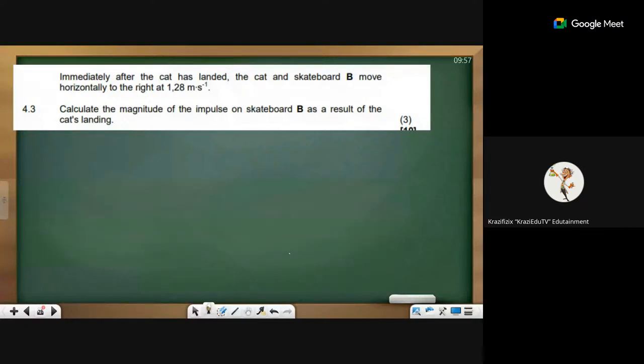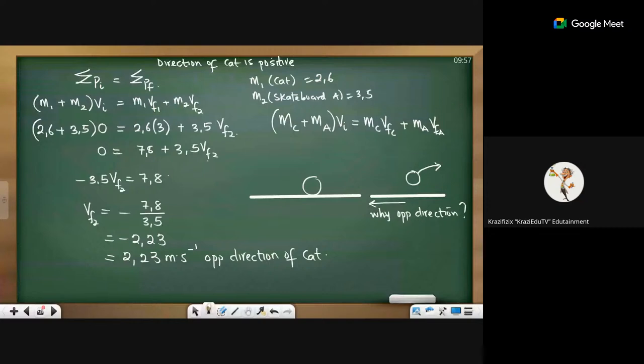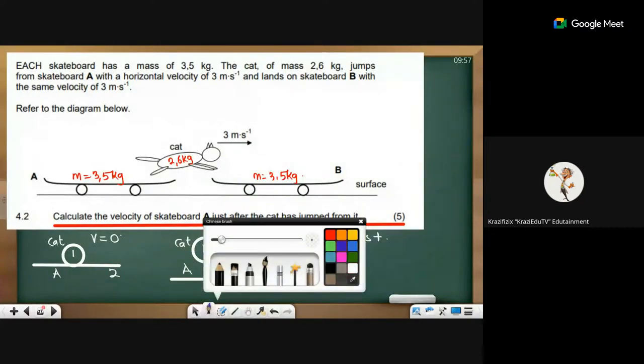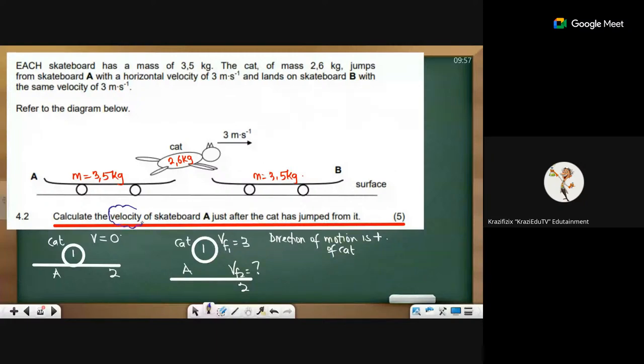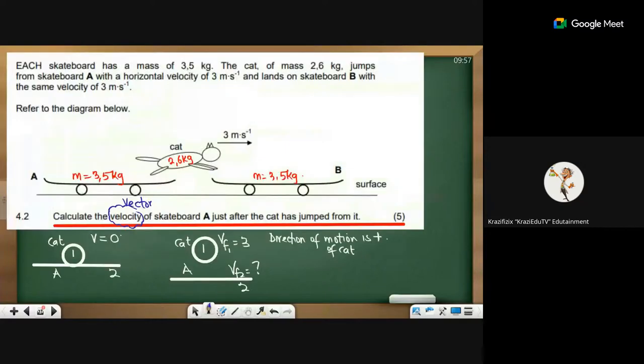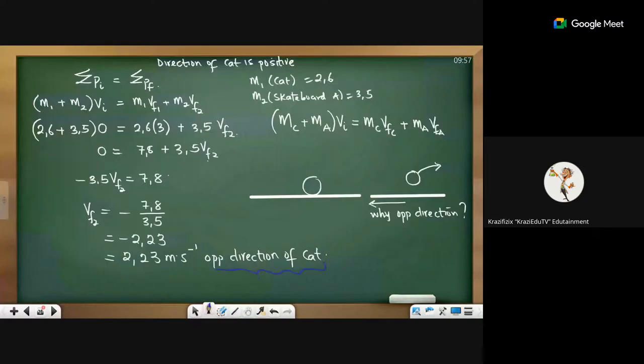And by the way, guys, please go back. Let me show you something. Look at this. Please read the question. The question said, calculate the velocity, which is a vector quantity. That's why my answer had this. If your answer doesn't have this, you'd lose one mark. Oh, by the way, how many marks is this question? 5. Let's mark. How would we mark this? Your formula would get one mark.